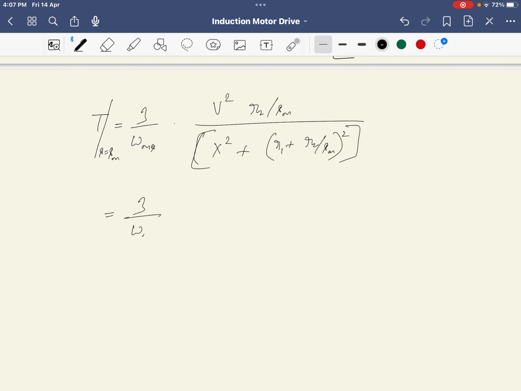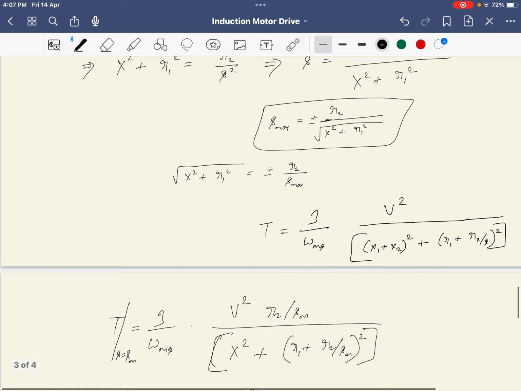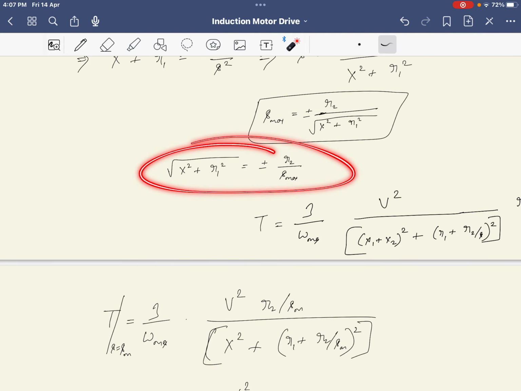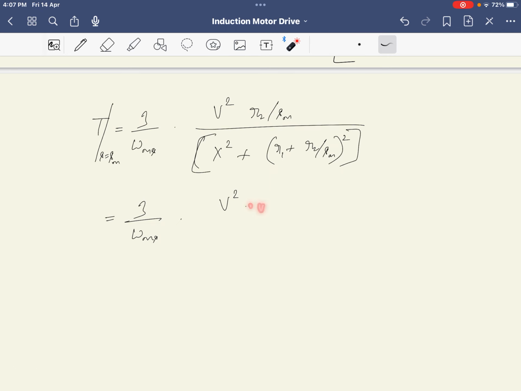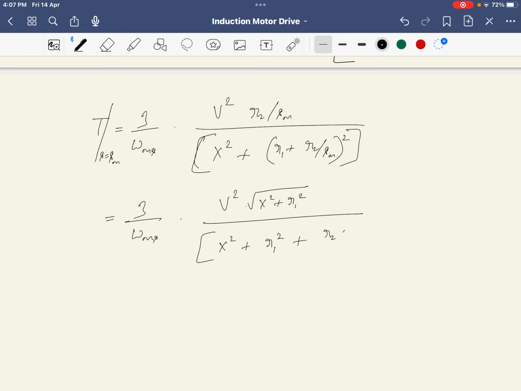And what we will do again, we will rewrite this as 3 by omega ms V square. What is R2 by SM? R2 by SM is here. R2 by SM is this, root over of x square plus R1 square. And here we have already x square plus, split it up now, R2 by SM whole square plus 2 R1 R2 by SM. But here also we could have split it out. Now, instead of splitting in this way, we could have split in another way also.